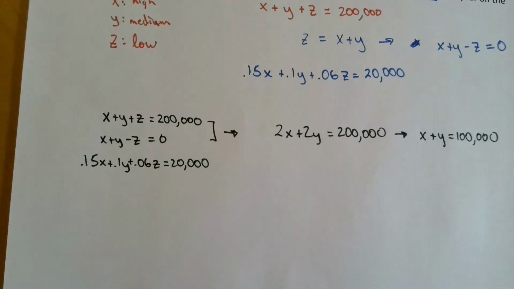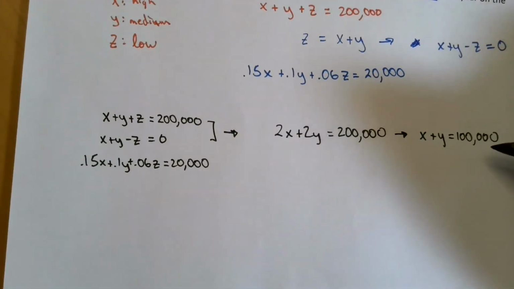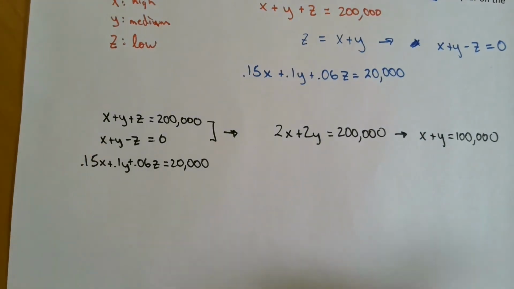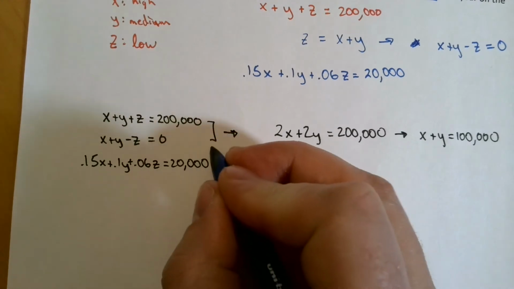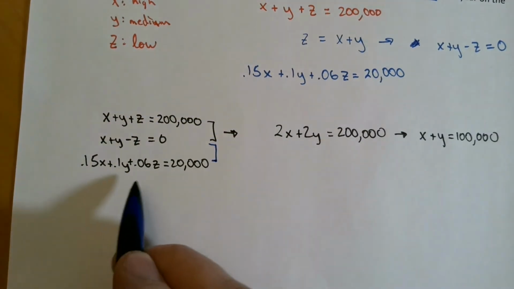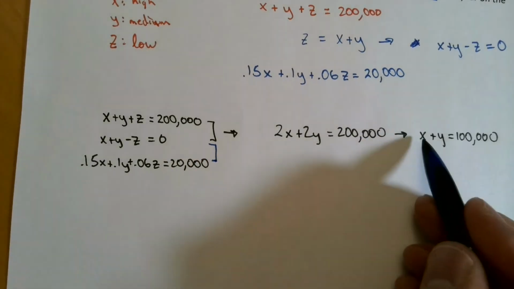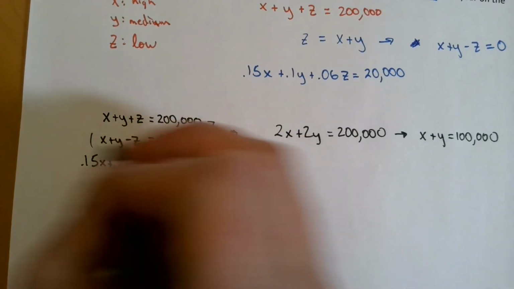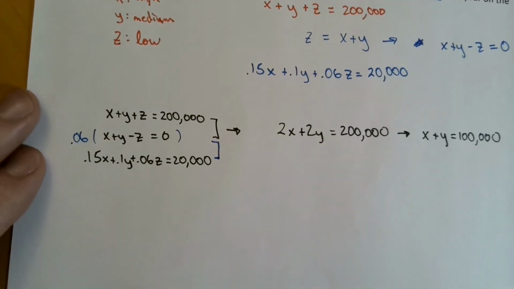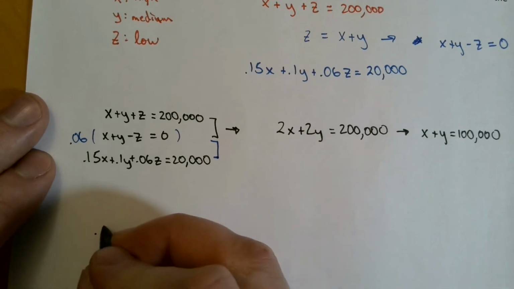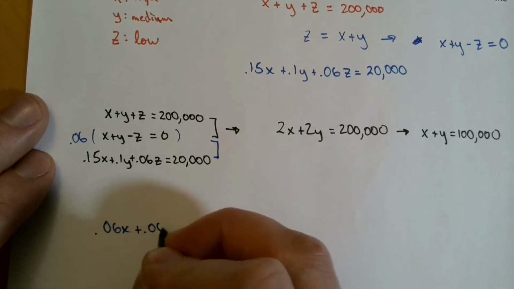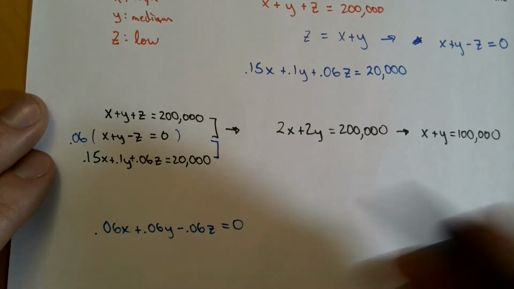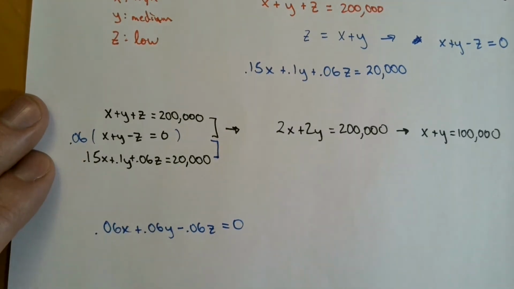Now that I've got an equation in two variables, x and y, I must do the same thing: combine another two to get an x and a y. Because this has a 0 in it, I'm going to use it. To eliminate the z again, as I did in the first combo, I need to multiply this equation by 0.06. So this one I'm going to write out all the work on because it's a little tedious. We'll have 0.06x plus 0.06y minus 0.06z equals 0. You see why I chose that: I don't have to calculate 6% of 200,000.